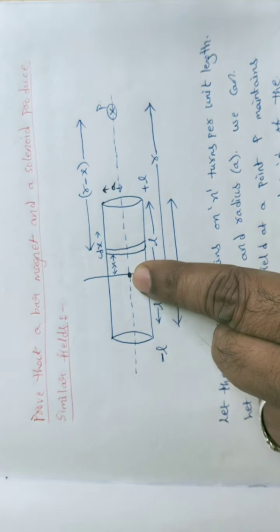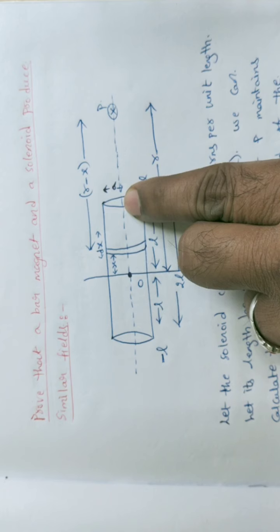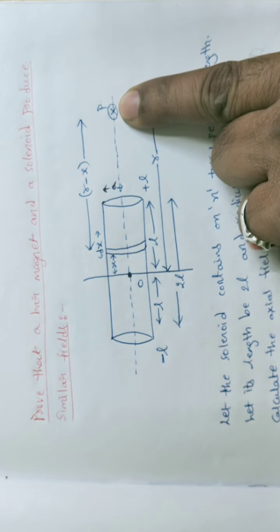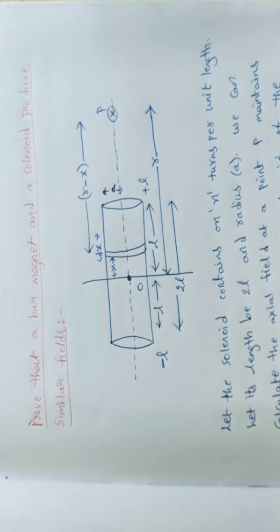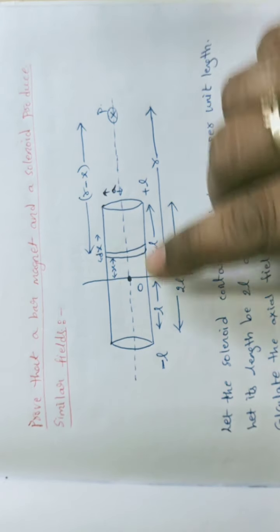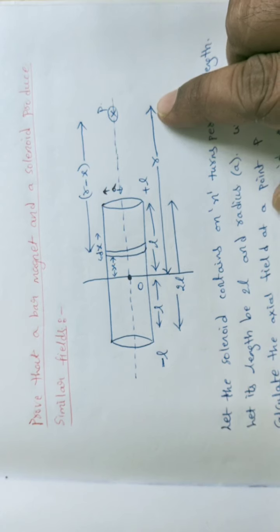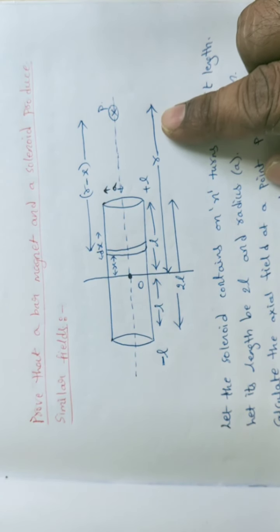See students, this is the midpoint, and this is one axis, so this line passes along the axis. On this line we choose one point P. On this axis we take one point P, and from the center of the solenoid to that point we maintain a distance, small r.